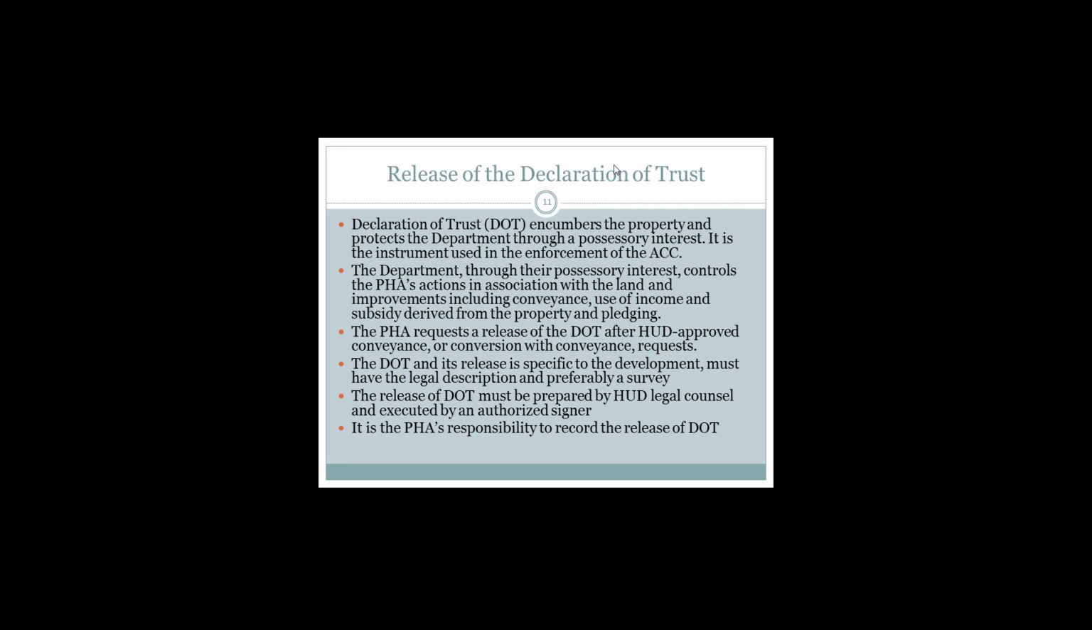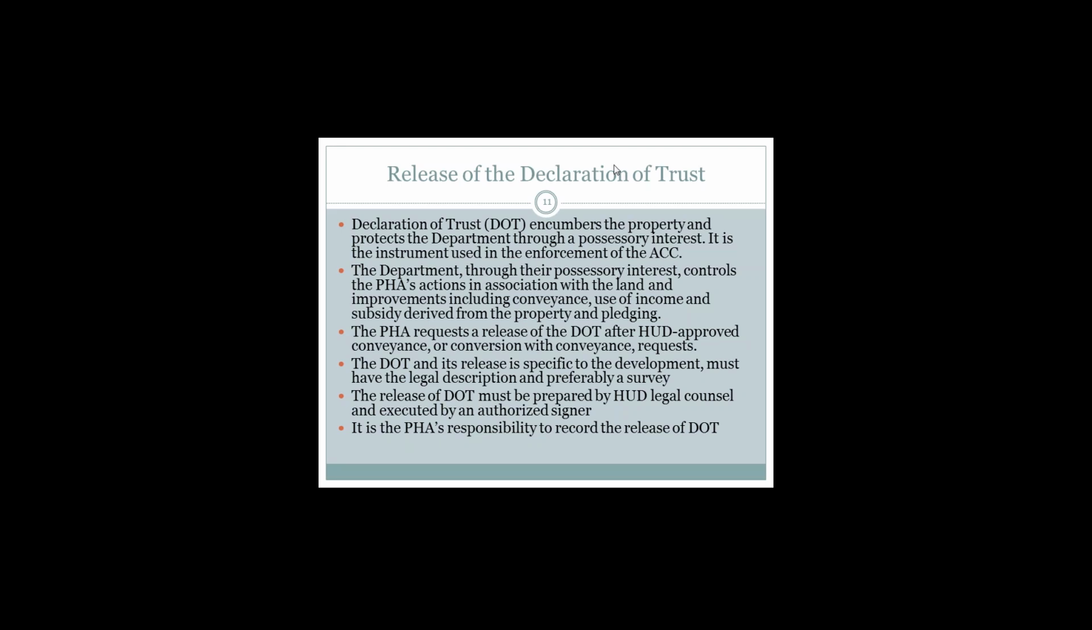Each declaration of trust itself, we'll ask about that, when they request a release of the DOT, it has to be something that we've already approved. We have to approve the conveyance or the conversion with conveyance. And that's the reason I want to talk about this for a second. You're hearing a lot about RAD. RAD itself is a conveyance, but it's really a conversion. You are converting from one form of subsidy, Section 9, to Section 8, under a couple of guises, either under project-based vouchers or project-based rental assistance.